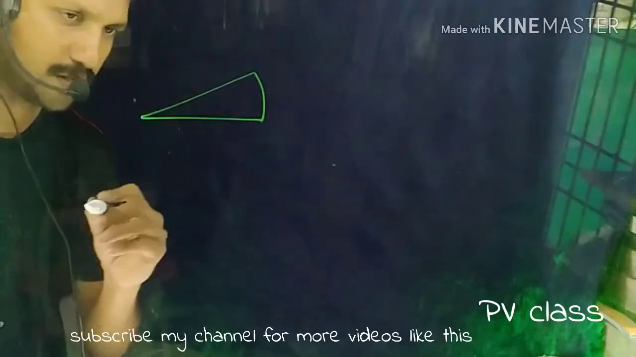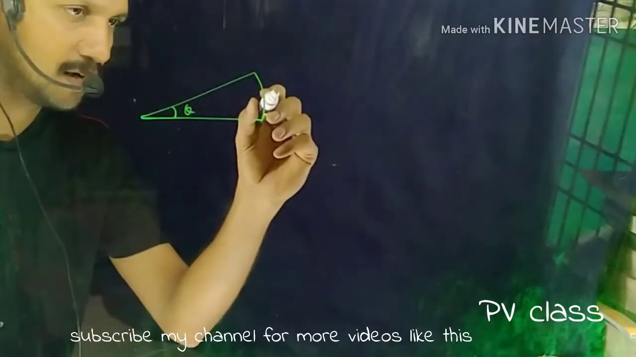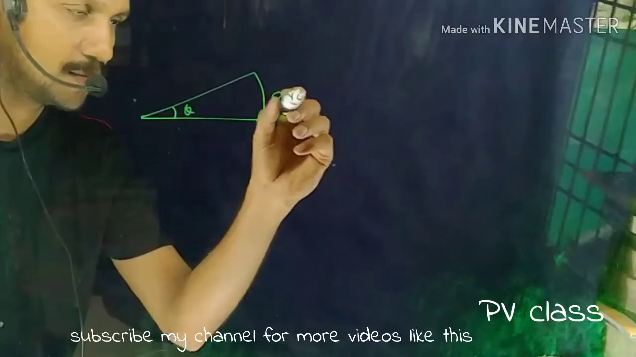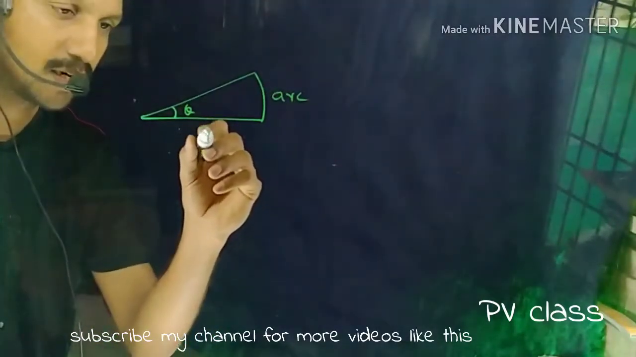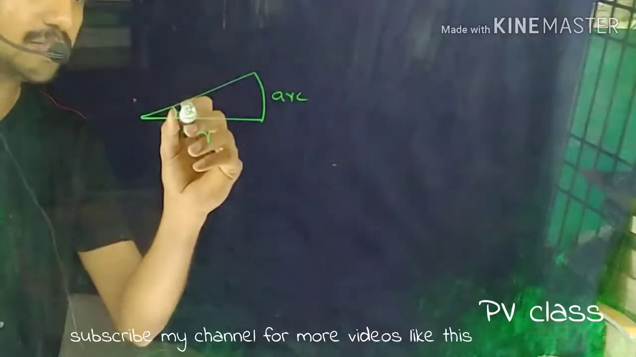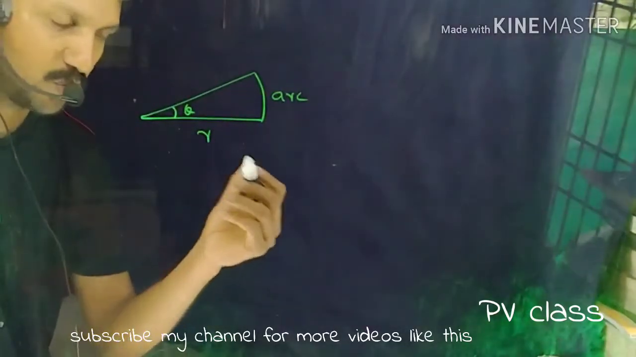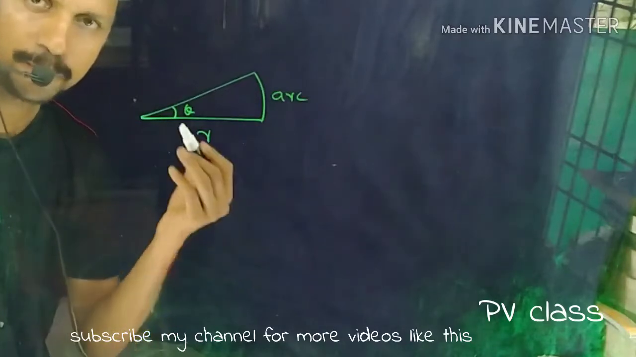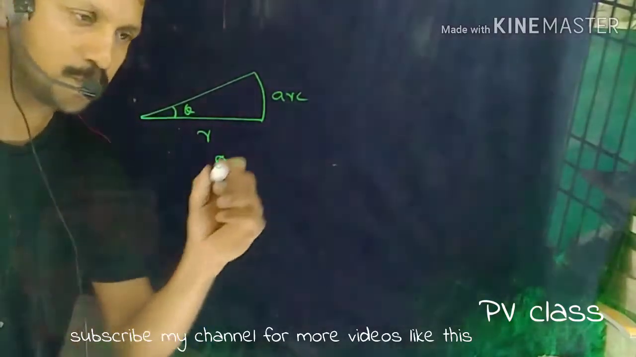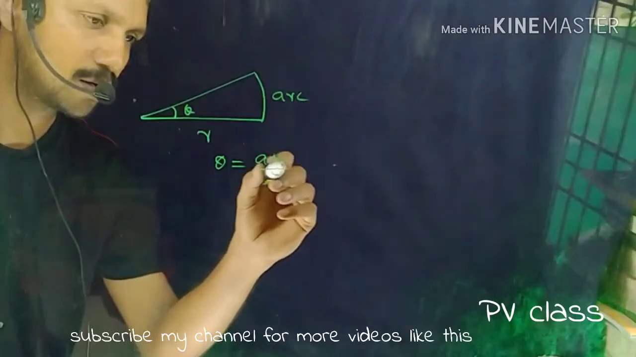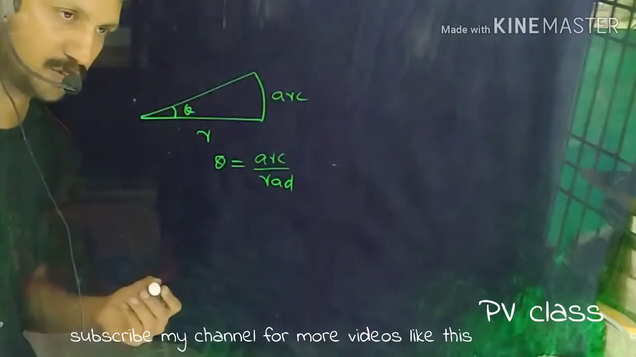I draw a diagram like this. If this is the angle, then this is the arc, and this is the radius. And we know a basic relation: angle is equal to arc by radius. We all know this relation, angle is equal to arc by radius.